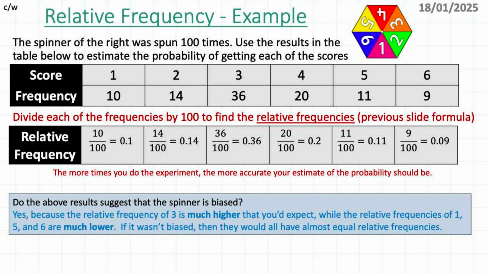So we can see the probabilities here, and we can suggest that the spinner is biased because if you look at the frequency of 3, it's much higher, and the frequency of 1, 5, and 6 are much lower. So it would be biased. Otherwise, you would expect them all to have almost the same numbers. And again, the more times you do the experiment, the more accurate your estimates of the probability would be. So maybe repeating it 200, 300 times would make it a bit more accurate.